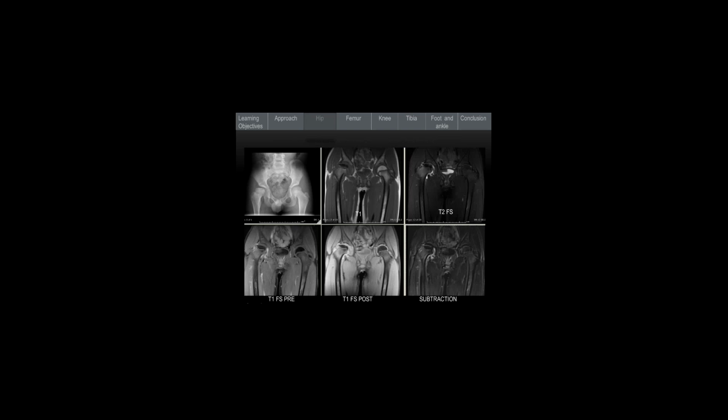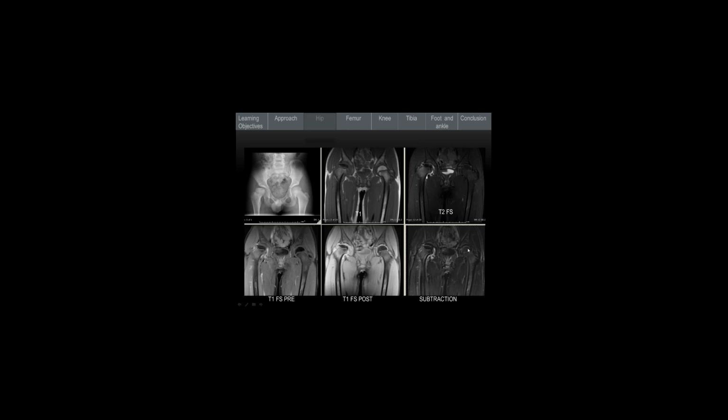If we look at MRI, you can get a better idea of what's going on here. So here we have a T1 weighted image, a fluid sensitive image, post-contrast imaging, and subtraction imaging. And the asymmetry here, you can see, is that the femoral epiphysis, the femoral head on the right side, has all this abnormal low signal. And the fluid sensitive images, it's also abnormally low in signal. When we give contrast, we see that it doesn't enhance.